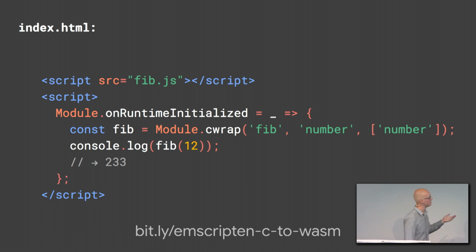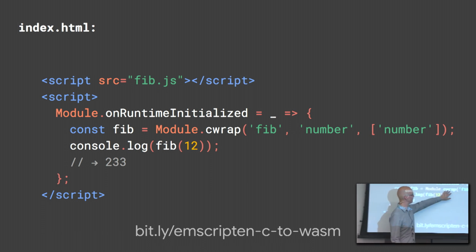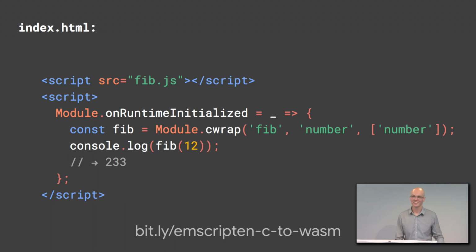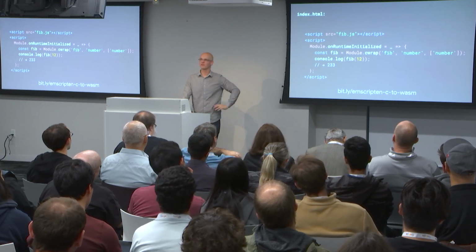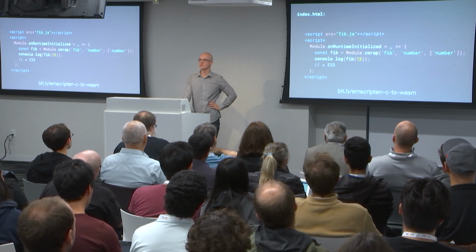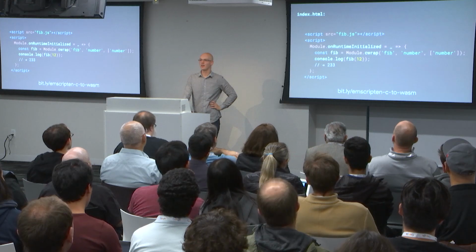And then what we do is we use the cwrap function, which is, again, a special function provided by Emscripten. There's some magic going on here, to say, hey, this function, I want to return a number and pass in a number. And then it gives us back a function that we can easily call in a console.log. And we can find out that the 12th Fibonacci number is 233. If you want to look into more of the documentation about cwrap, you can go to bit.ly/emscriptenc to WASM.